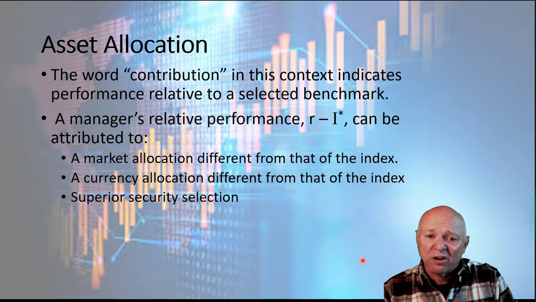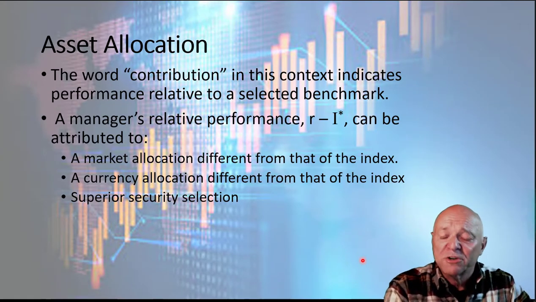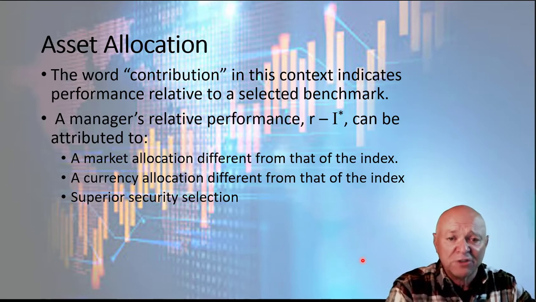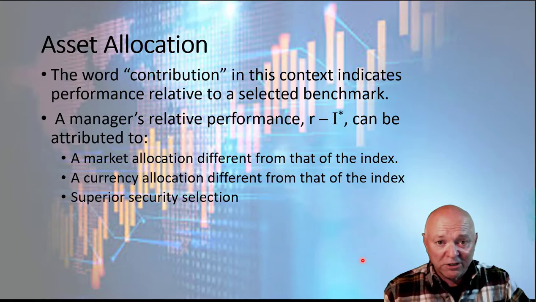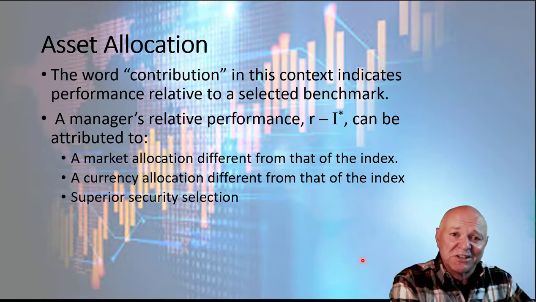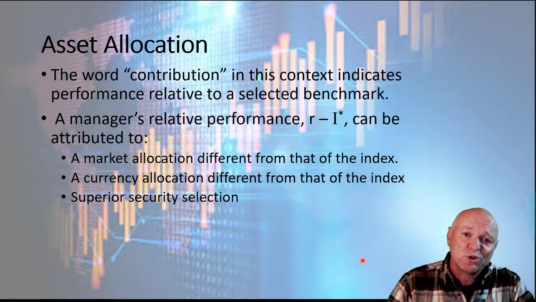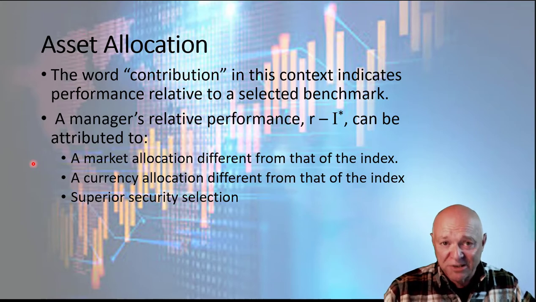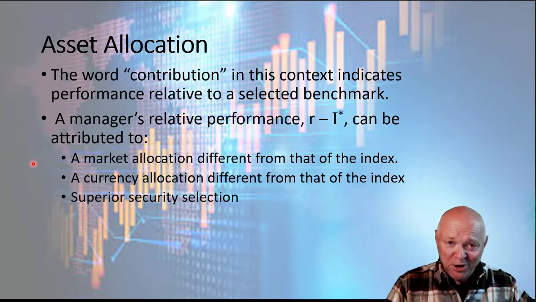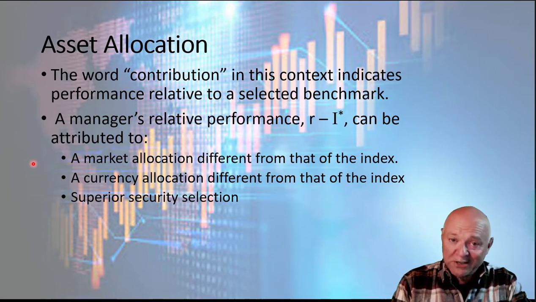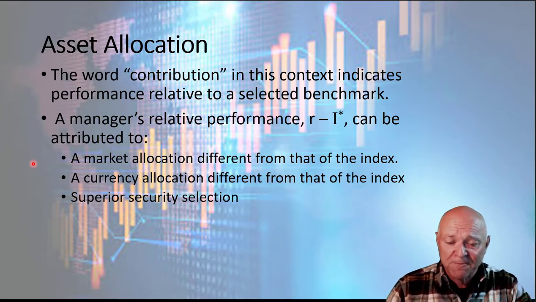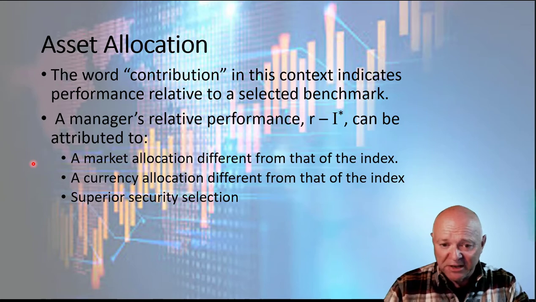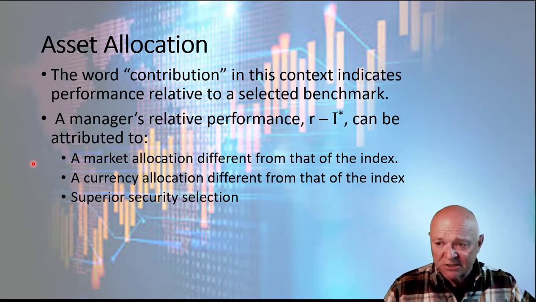So now our overall asset allocation, the word contribution in this context means the performance relative to the benchmark. So how well did we do by selecting Sony, or instead of selecting Sony, maybe we chose Panasonic, and so on. Our relative performance, how well we did relative to the index, can be broken down to the market allocation that's different from the index. So perhaps instead of buying the whole market, we decided to go overweight or more focused on particular stocks. Currency allocation, that's different from the index. And then finally, did we buy the best stocks?